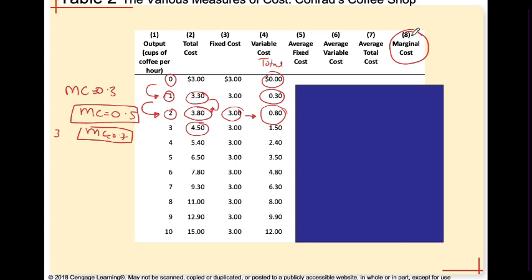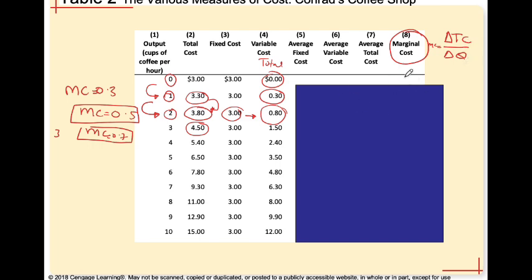It's telling you what it costs to increase output. The formula for marginal cost is the change in total cost when there is a change in quantity, and that gives you marginal cost. So when you change quantity by 1 unit, how much does the total cost change? That gives you the marginal cost.